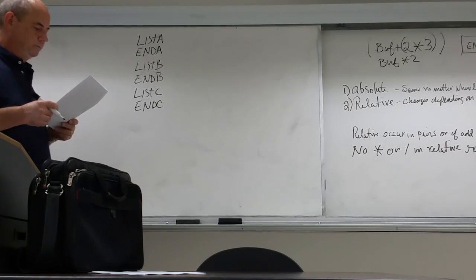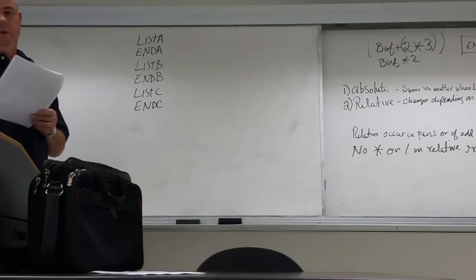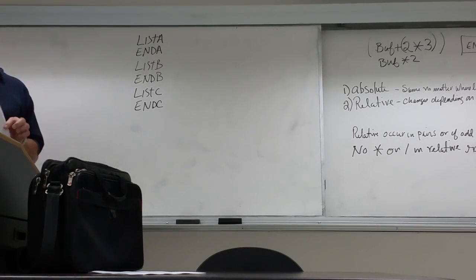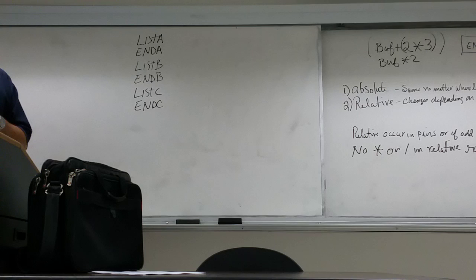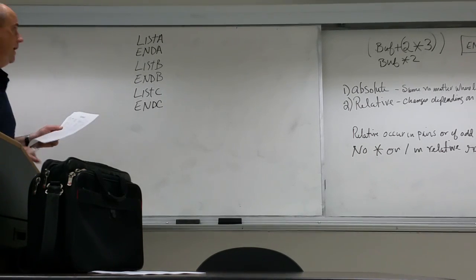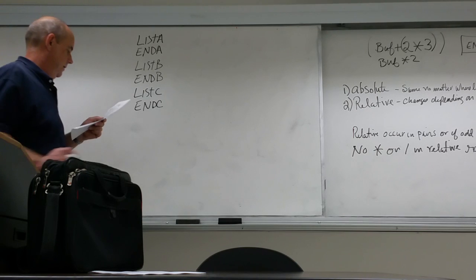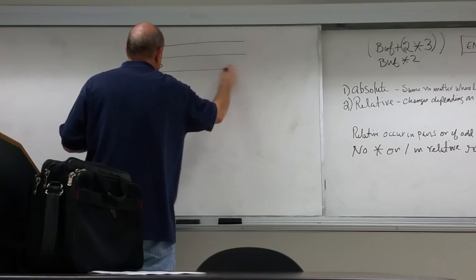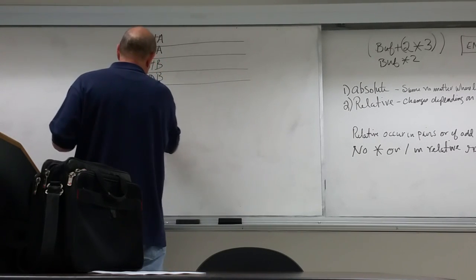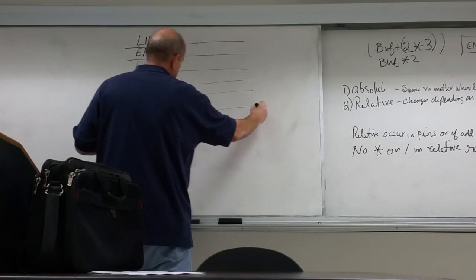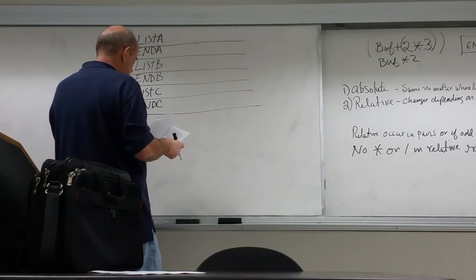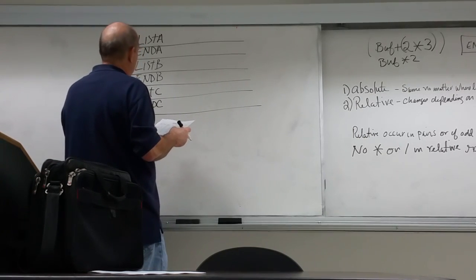Okay. Now I have given you load points. Prog A loads at 300. So what's the actual value now of list A? Prog A loads at 300. Now what's the address of list A?